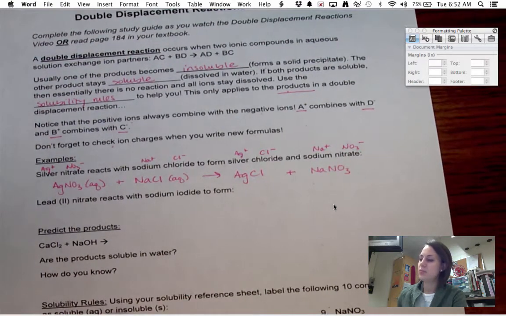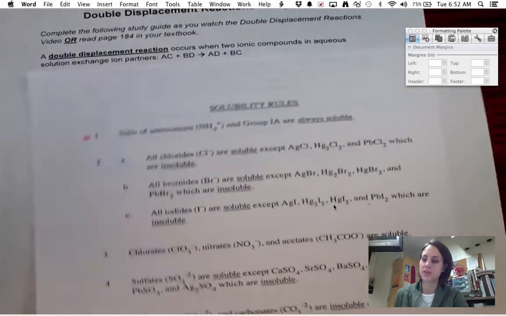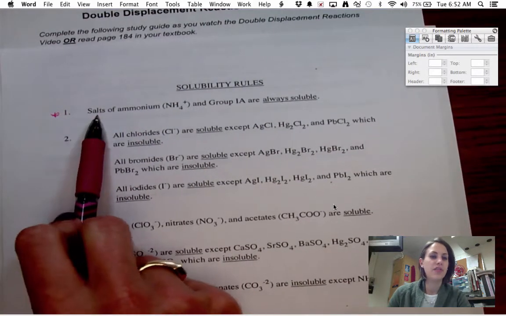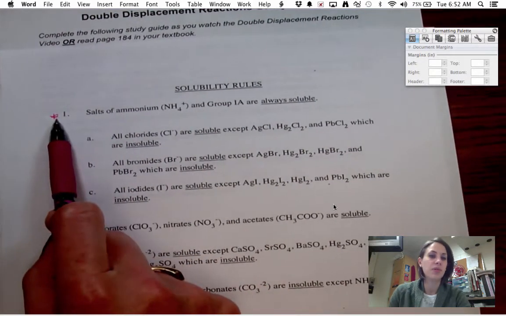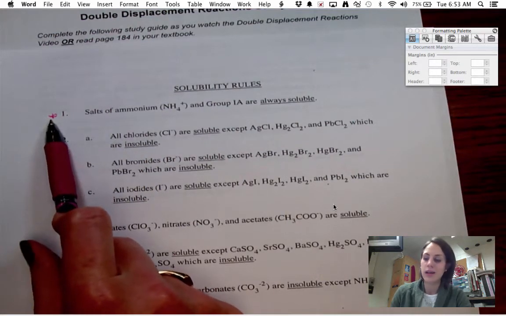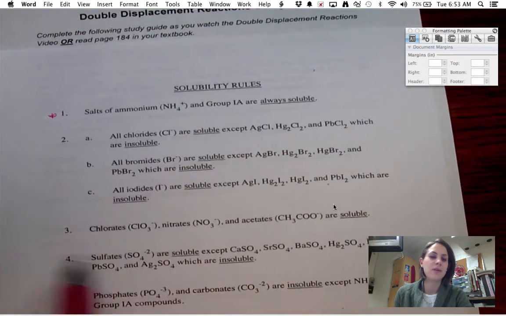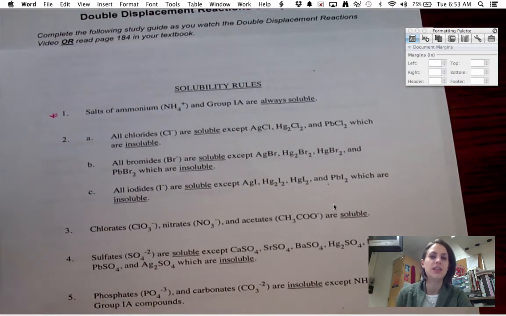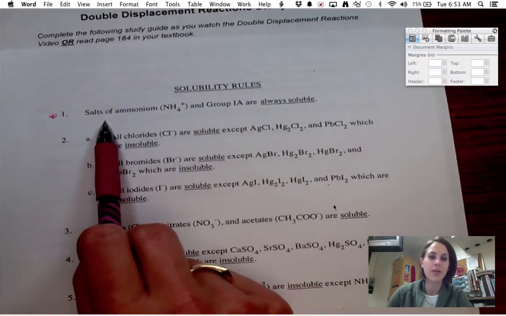Okay, so let's use our solubility rules to figure out which one is going to be your solid. So right here, the very first rule, this is probably the most important rule and the one that you most likely need to have memorized. The other ones, there'll be more information for you, but right now it's a tool. You're just getting used to it, so we'll look it up for right now.